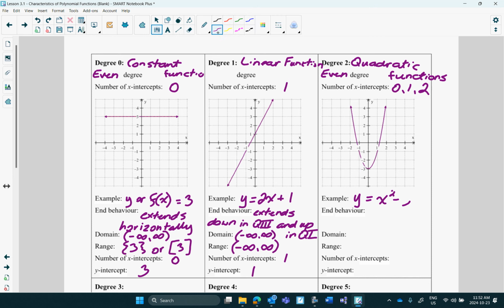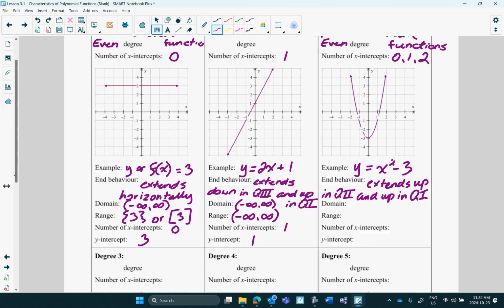What's the end behavior? What's happening on the left, up or down? And on the right, up. So it extends, notice I read it from left to right, up in quadrant 2 and up in quadrant 1. They go in the same direction. And that's like we said on the previous page.